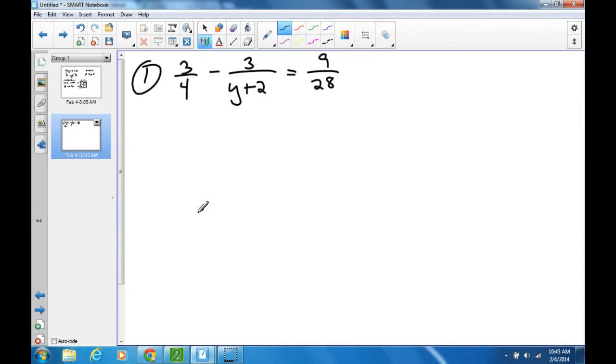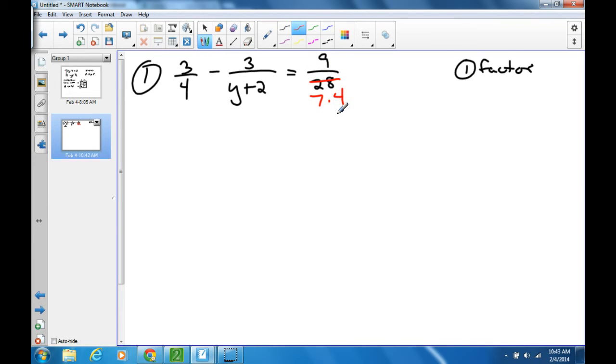Here we have a rational equation. We're trying to solve for y. And the first thing we're going to want to do is factor. On this one, they're pretty much factored out as far as we can go. But this 28, I want to think about what goes into 28. 7 and 4, right? So I can change this to a 7 and a 4.